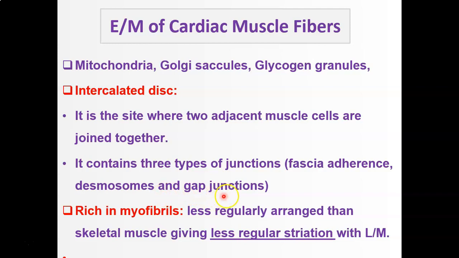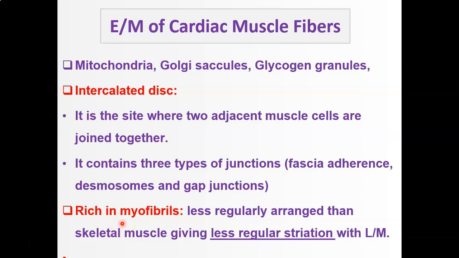Please don't forget the gap junction. Gap junctions allow the heart to work as a syncytium. All cardiac muscle fibers are connected together by gap junctions. So all nutrients, all requirements, any stimulus can pass from one cardiac muscle fiber to the adjacent one in a rapid manner. So the cardiac muscle works as one unit. We call it syncytium. Rich in myofibrils.